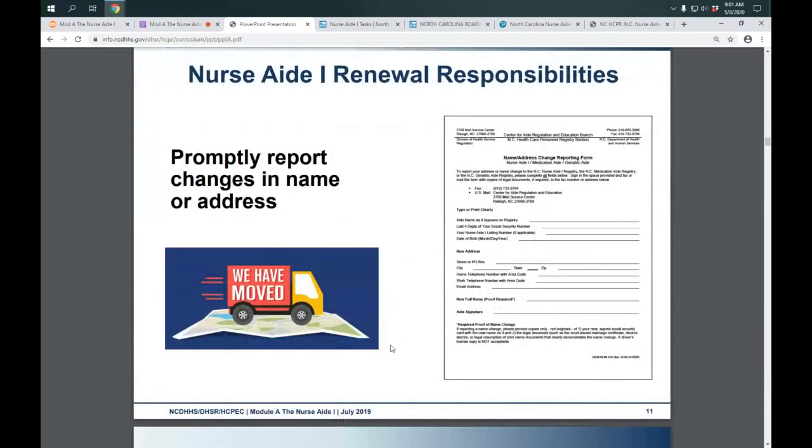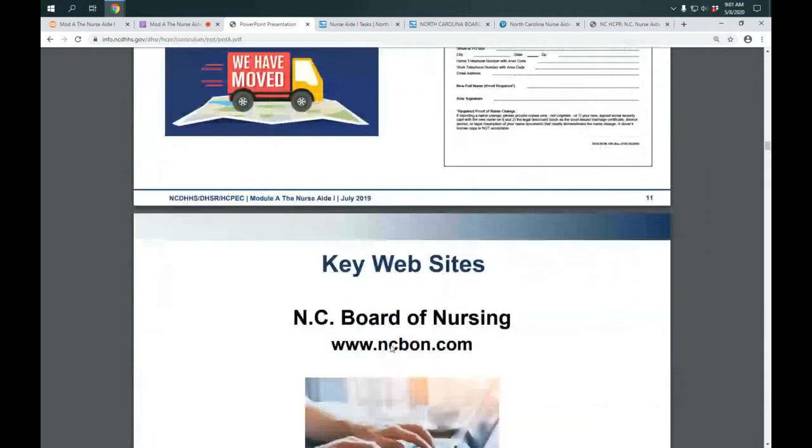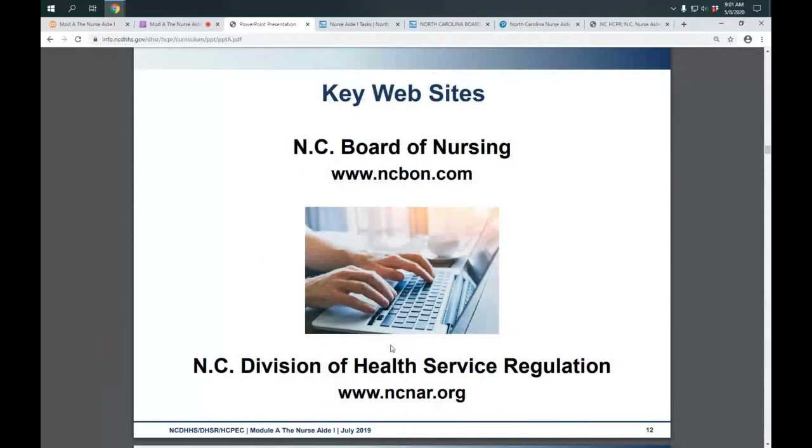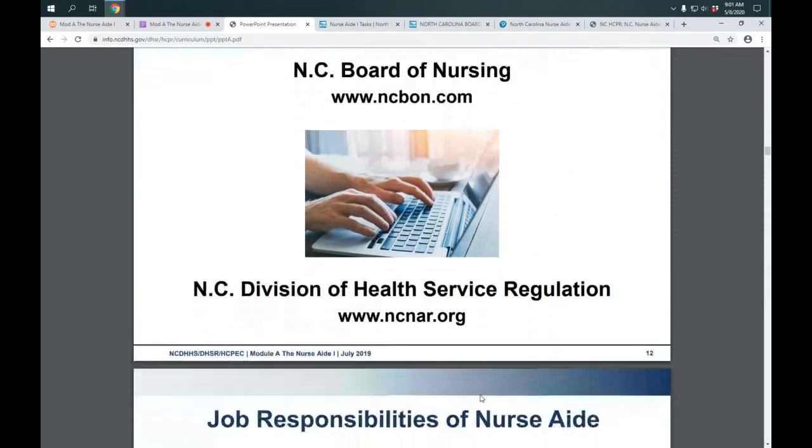So here is a copy of what it's going to look like to you. It is scannable. This renewal form is, and you must mail it in 3 months prior to your listing date. Promptly report any changes of name or address. And here is another screen that shows you those two websites. Don't forget that they're in there. That's the Board of Nursing I showed you, and we went to this one also, and it's got all the forms and everything that you need.